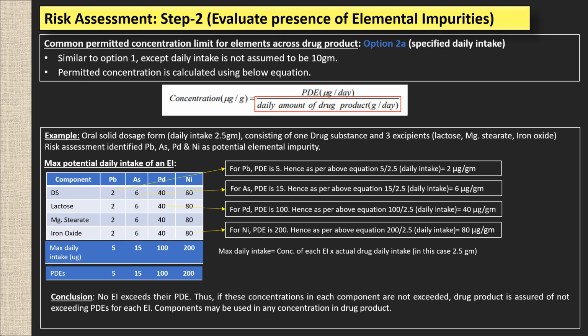So this approach is very much similar to the approach that is given in option 1, except the case that in option 1, irrespective of the dose, the PDE value is divided by 10 to get the concentration, whereas in this case the PDE value is divided by the actual drug intake, that is the specified amount.